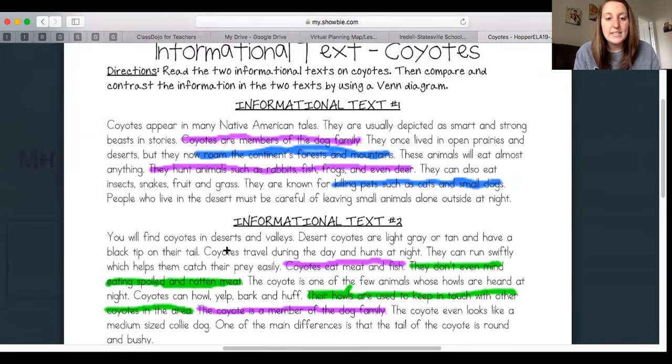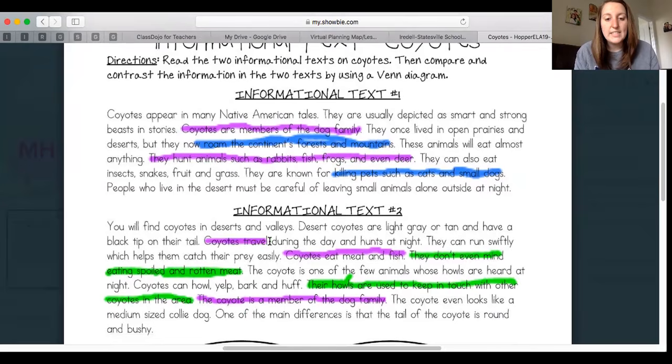Right here, it says coyotes travel during the day and hunt at night. So this one says that they hunt during the night, so they like to go out at night. The first passage doesn't quite say that they hunt at night, but listen to this. People who live in the desert must be careful of leaving small animals alone outside at night. So that makes me think the reason they don't want them to leave the animals outside at night is because coyotes will eat the animals at night because that's when they hunt. So I find that interesting here. I'm going to highlight that because that's in both of our texts. That's why it's purple.